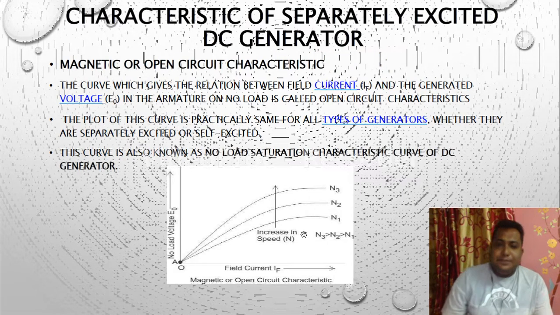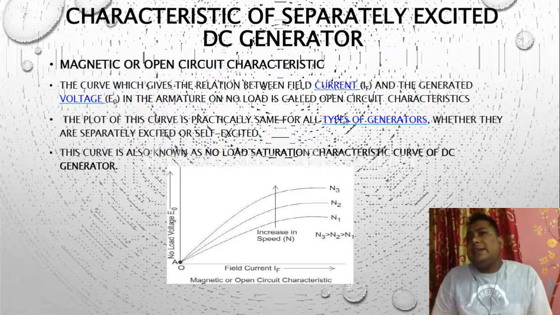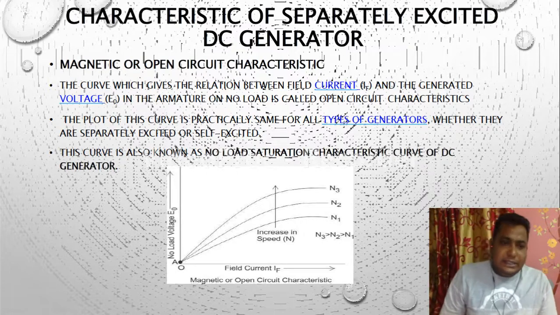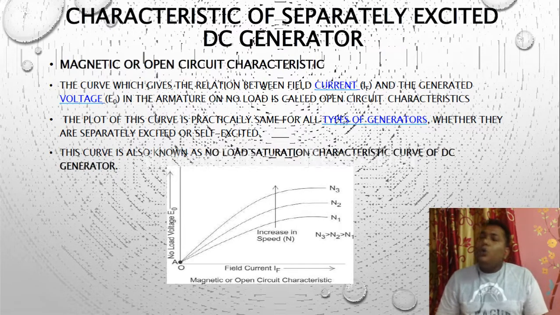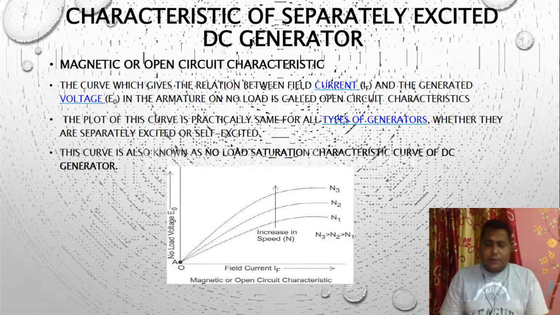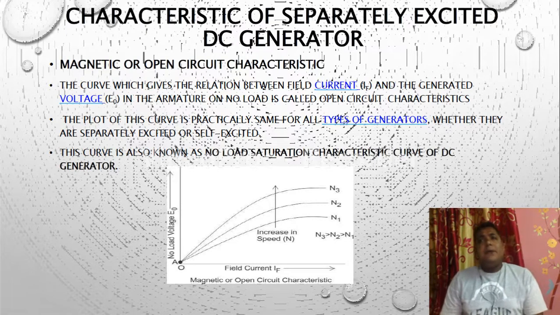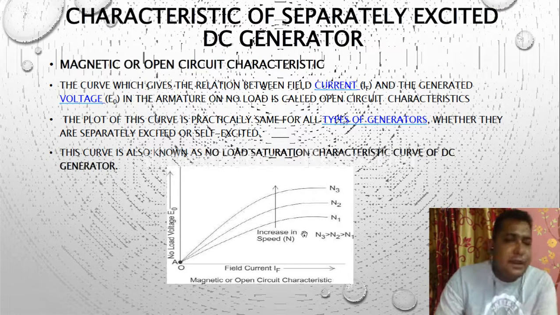So let us start with the characteristics. Separately excited DC generator and self excited DC generators have different types of characteristics. What are the different types of characteristics? We have no load characteristics, we have load characteristics. In load characteristics we have internal characteristics, we have the external characteristics. So one by one we are going to see what those are. So okay, let us first check what is written over here and what we have to understand.